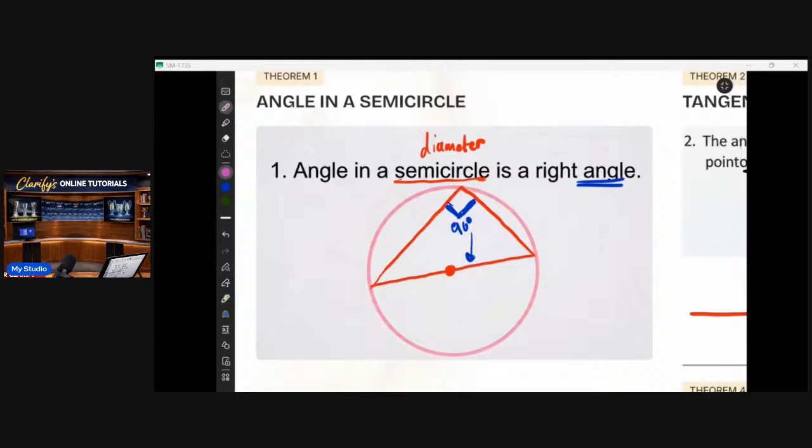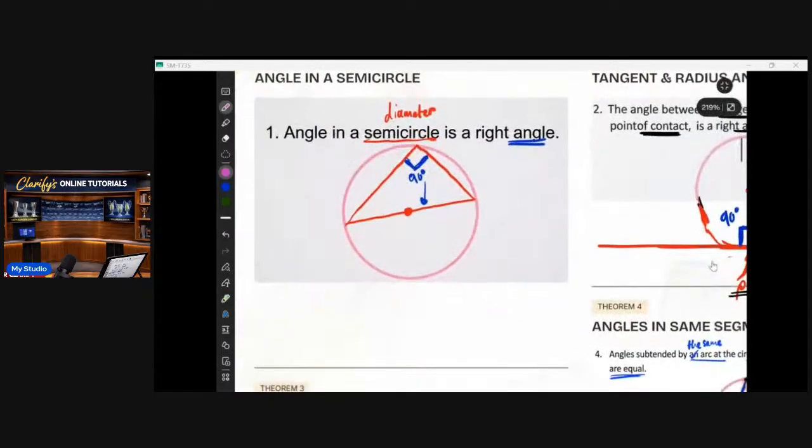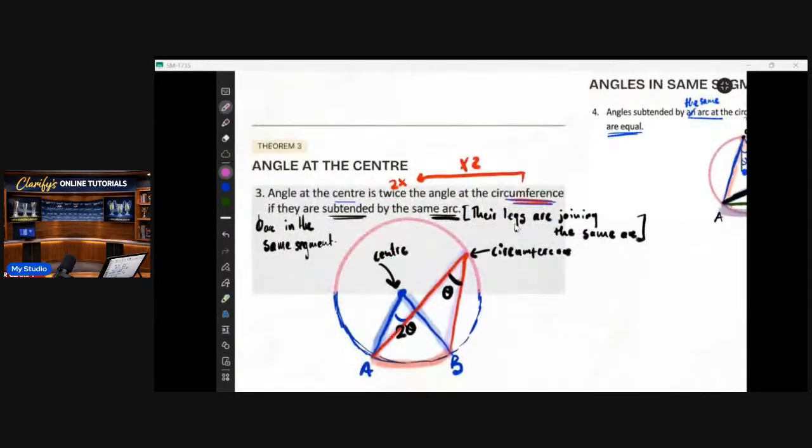So here are the theorems. I know you're not going to let me down. These are the 7 theorems, and I hope you have mastered them. Have you mastered them, everybody? Now let's go to questions, and let's see how we actually answer the questions.